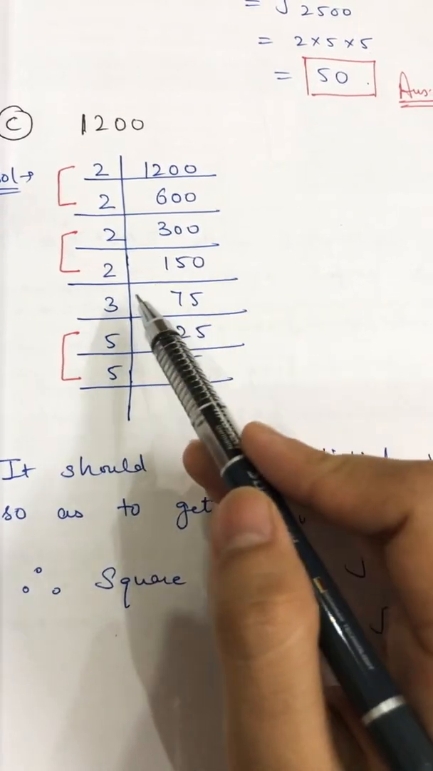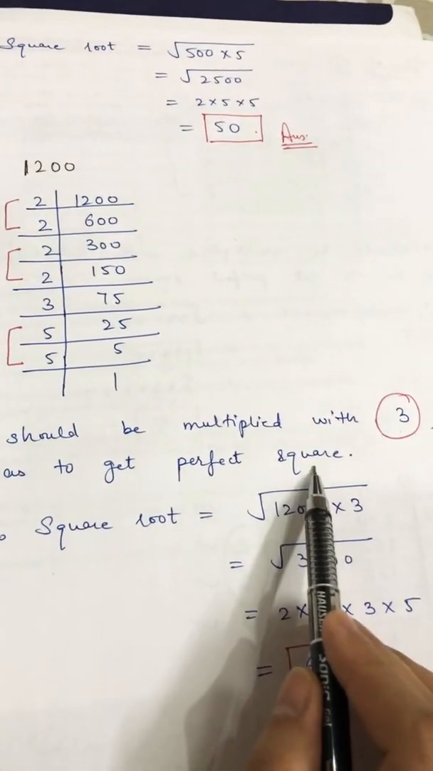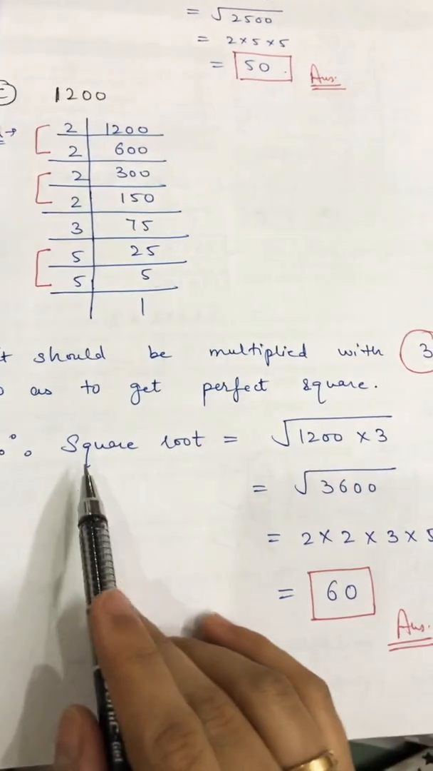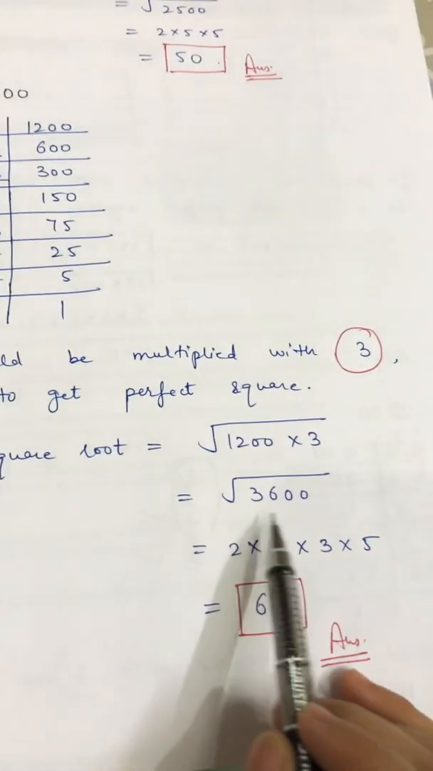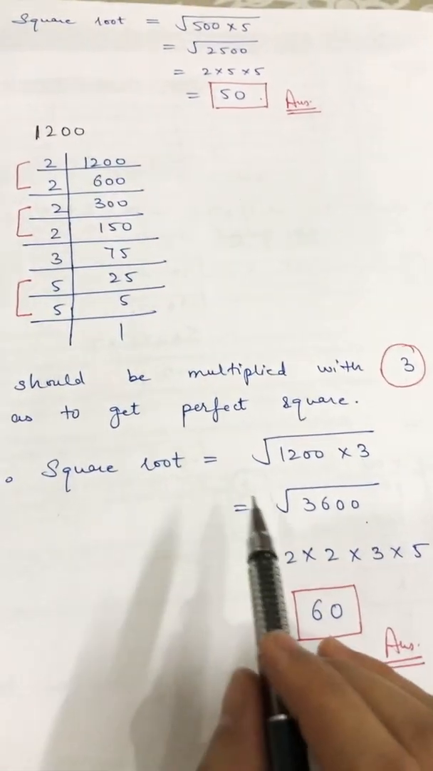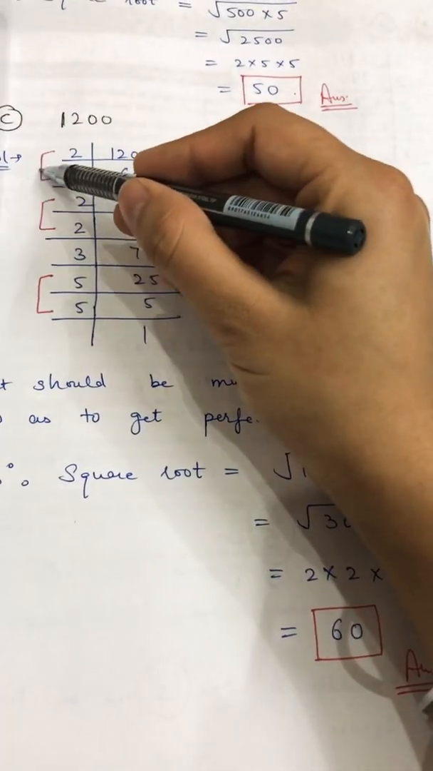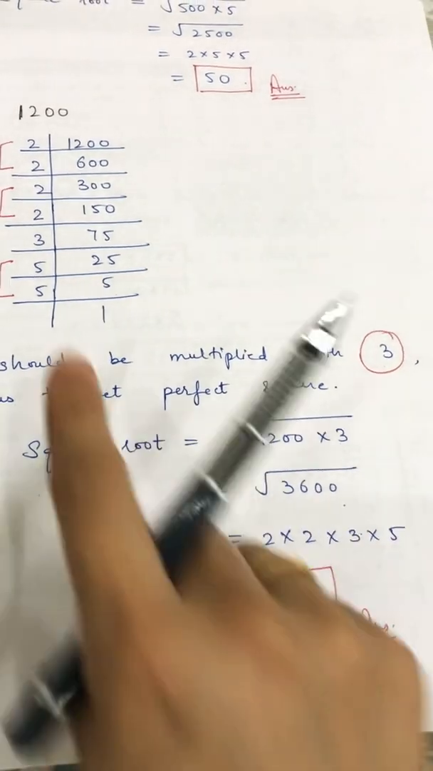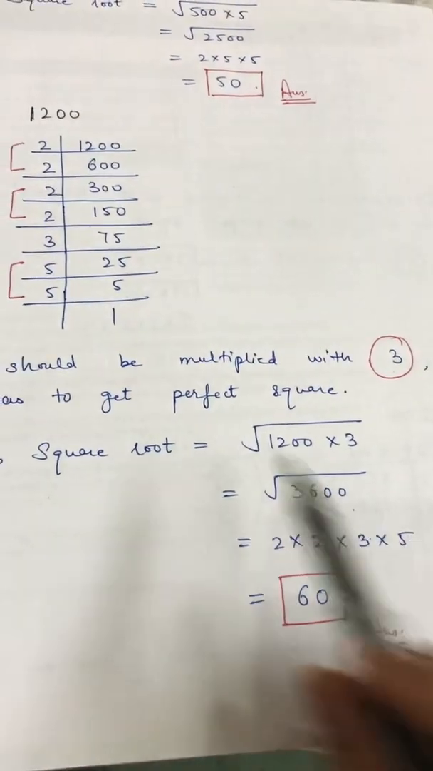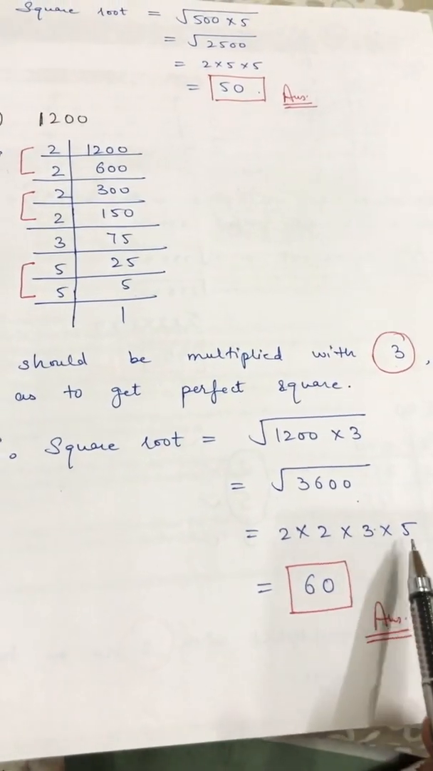Now you have to tell me by which number we will multiply. We will multiply with 3 because 3 is single. So it should be multiplied with 3 so as to get the perfect square. Now the number will be equal to 1200 multiplied by 3, which is equal to 3600. When we open the square root of 3600, we are having this pair 2, second is this 2, 3 is this pair, and 5 is this last one.